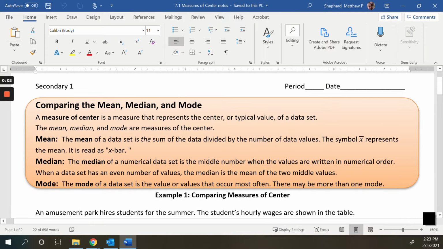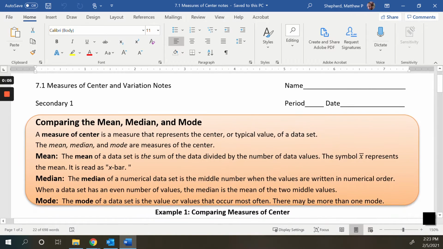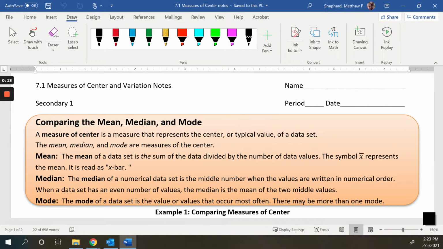Welcome back, students. Right now we're going to be talking about measures of center and variation. So first let's talk about what a measure of center is. A measure of center is a measure that represents the center, or the typical value, the normal value that we would expect from a data set. The mean, median, and mode are all measures of center. They are trying to get at what is the middle, what is normal, where is the center of this data. That's what each of those are really trying to get at, just with different methods.